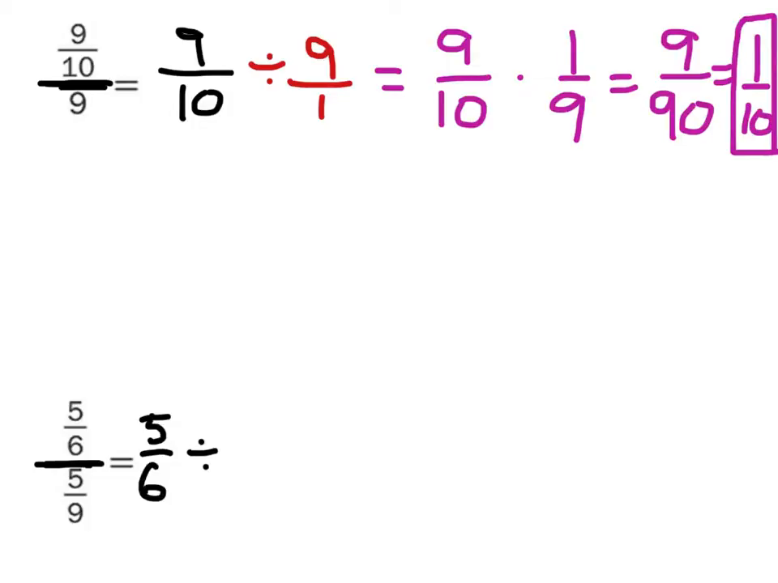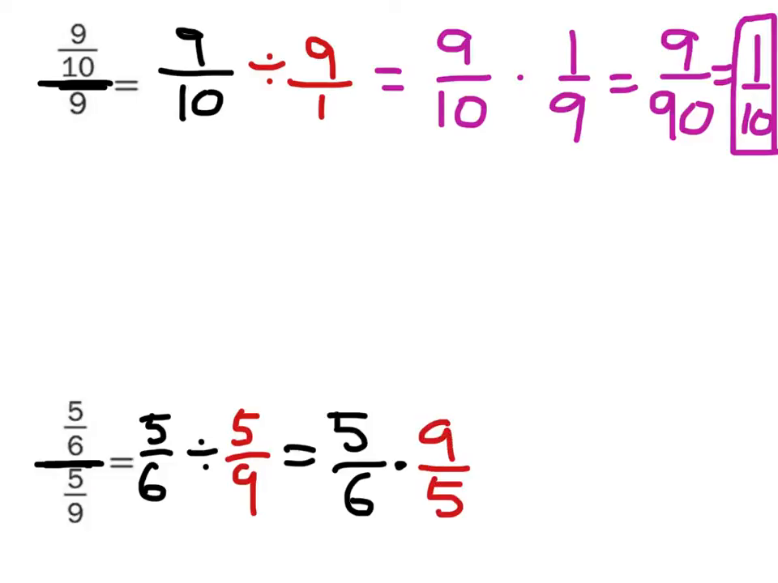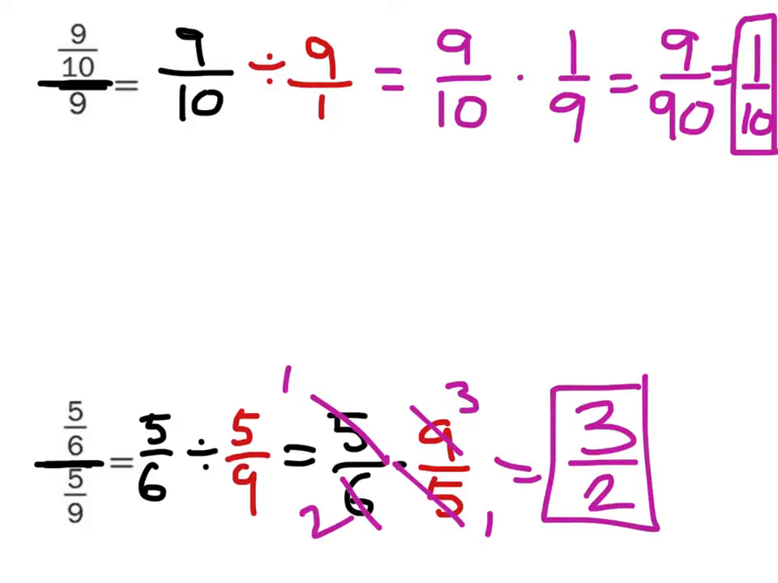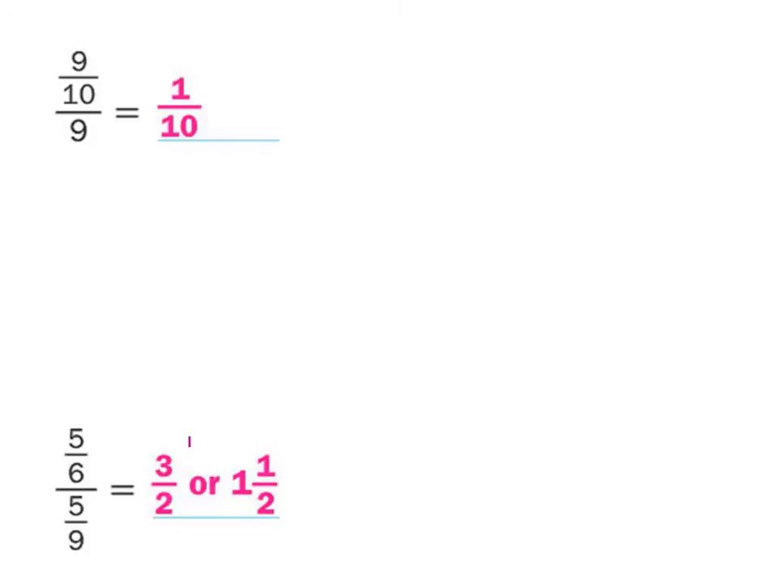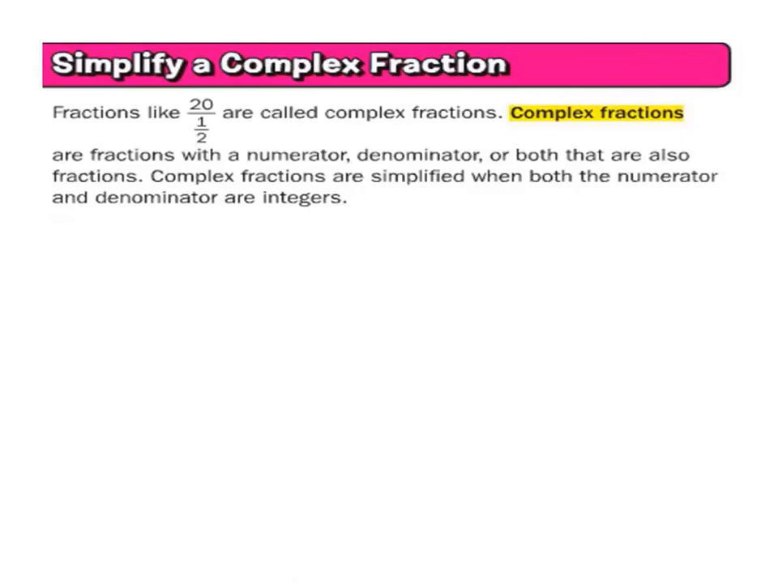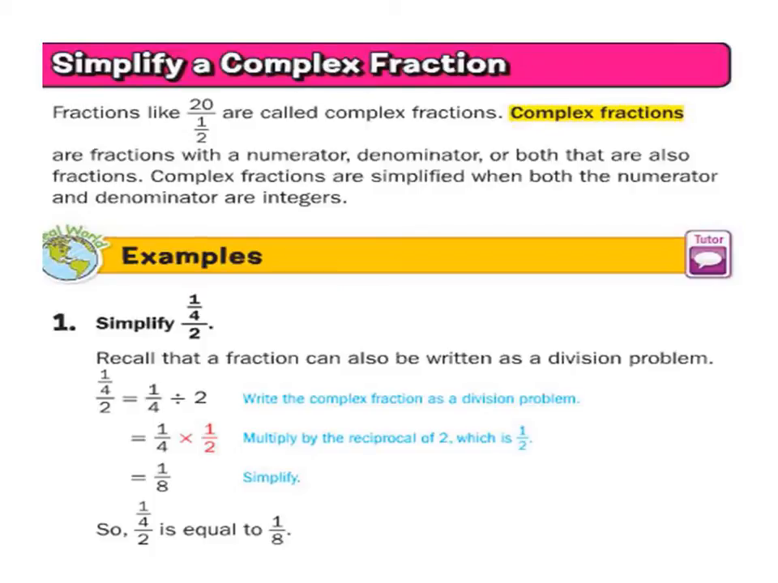5/6, and it's divided by 5/9. But you can't divide fractions, so you've got actually 5/6 times 9/5. And yeah, some of you pointed out you can simplify these. Divide by 5, divide by 3. So the answer here is 3/5. Point out, notice the book wrote this one as a mixed number. Complex fractions, once again, it's just division of fractions. But you can't divide fractions, you can only multiply. Alright?